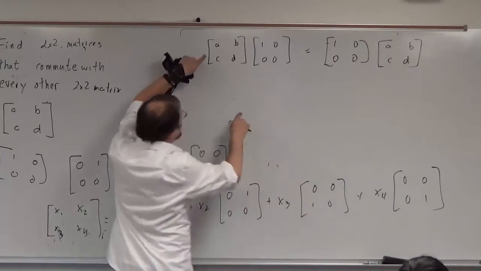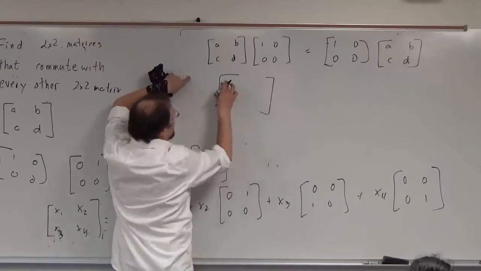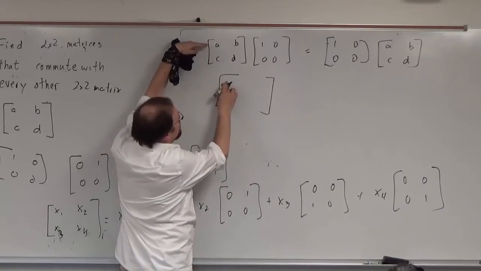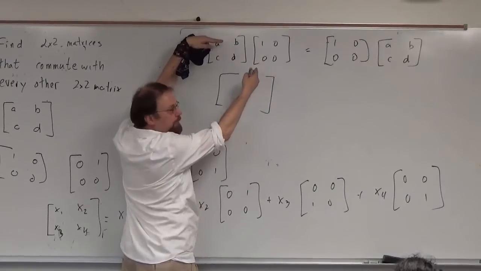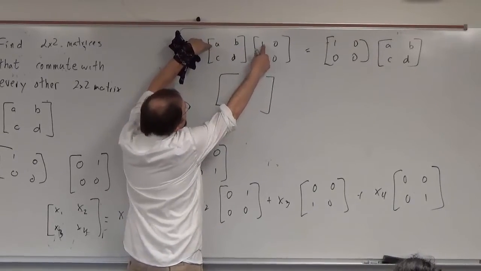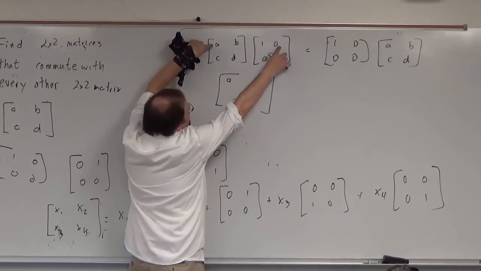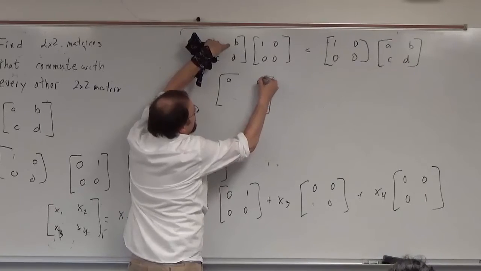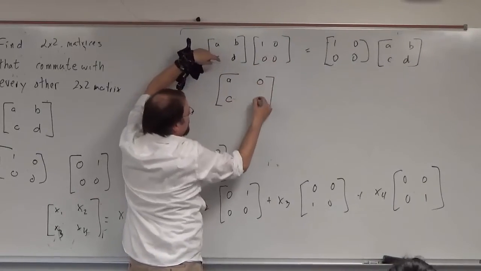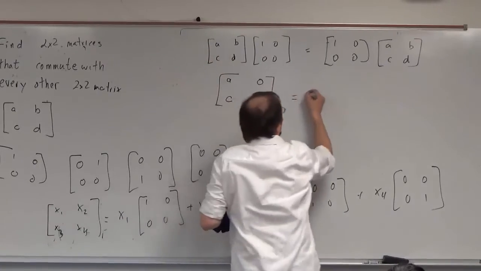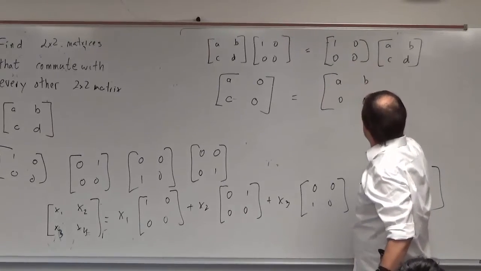Well, let's multiply. The result will be a 2 by 2 matrix. The 1,1 entry is just the dot product, if you will, of the first row and the first column. So A plus 0 times B, so we just get A. Of course, then we have A times 0 plus B times 0, C plus 0, 0 plus 0 is 0. And this would be A, B, 0, 0.